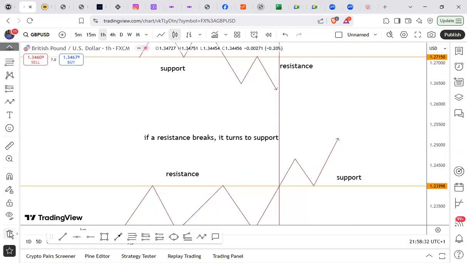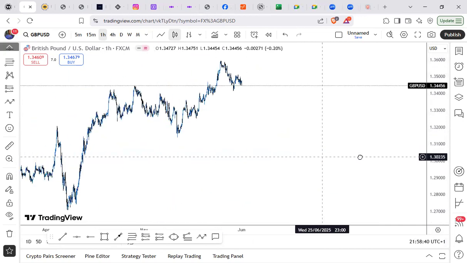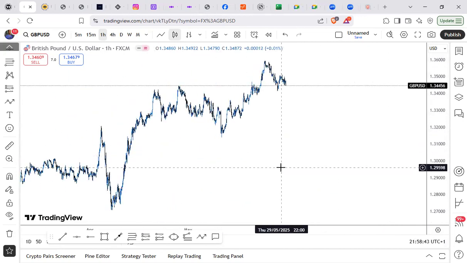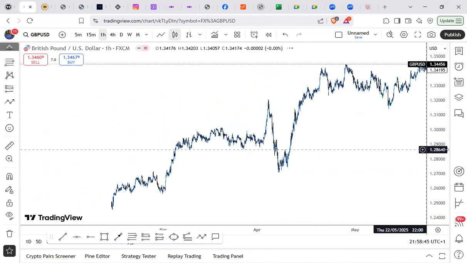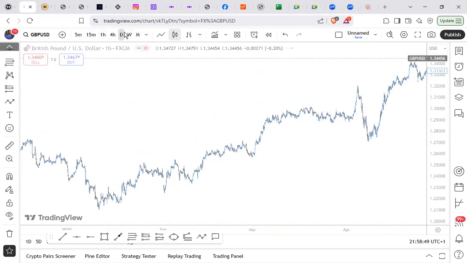So now let us look at the chart and find all these things. Look. All right. So let's see if we can spot one or two. Let me go to higher time frame daily.